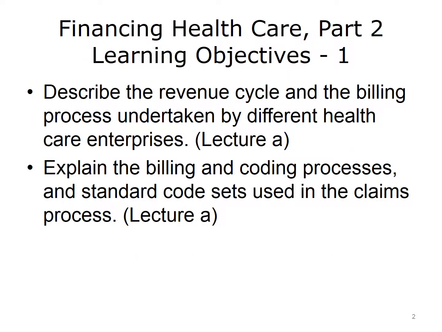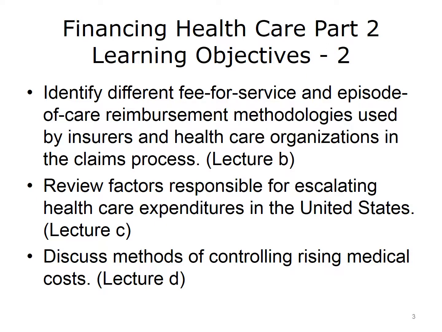The learning objectives for Financing Healthcare Part 2 are to describe the revenue cycle and the billing process undertaken by different healthcare enterprises, explain the billing and coding processes and standard code sets used in the claims process, identify different fee-for-service and episode-of-care reimbursement methodologies used by insurers and healthcare organizations in the claims process, review factors responsible for escalating healthcare expenditures in the U.S., and discuss methods of controlling rising medical costs.